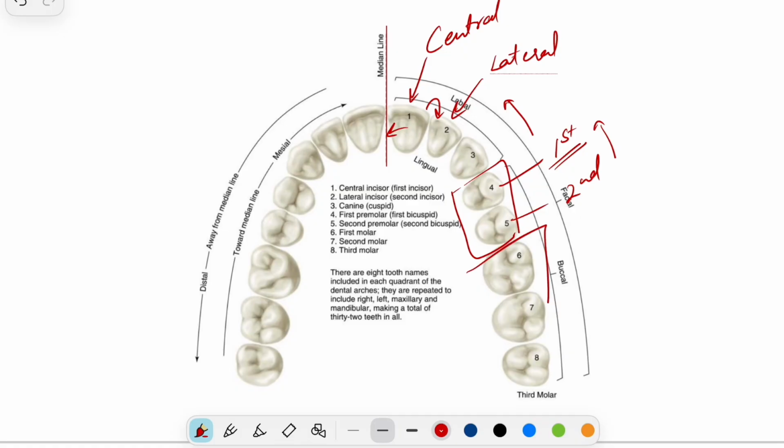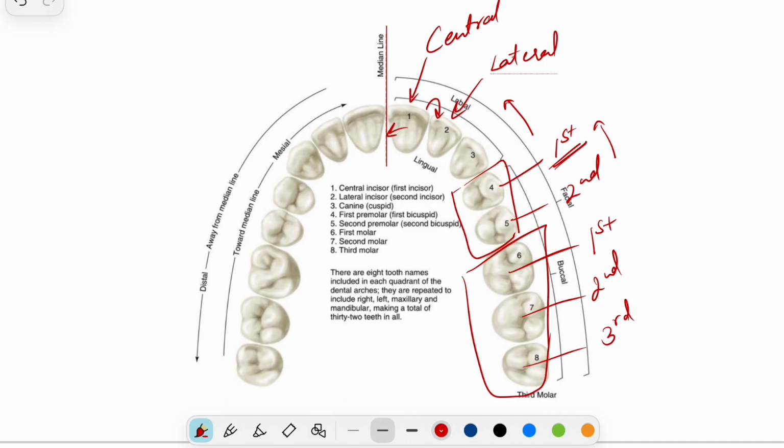It's the same thing with the molars. We have first, second, and third molar, and they are named according to their position from the midline. I think this is very simple, like why they are named first and second. So now you'll be able to answer that. The first premolar is called the first one because it is closer to the midline, while the second one is away from the midline. Okay, and same with the molars.